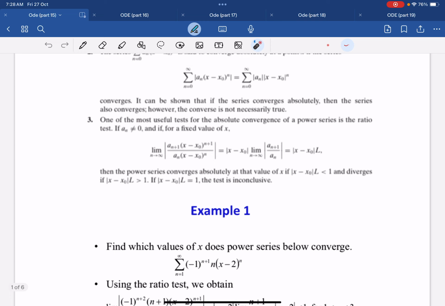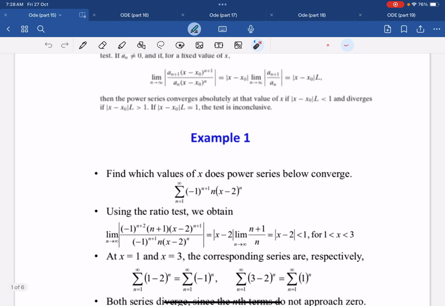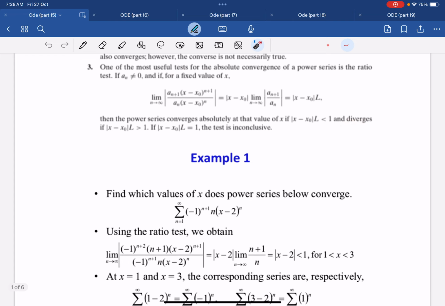And how do we test for absolute convergence? We can use the ratio test. Basically you just need to show that this limit over here exists, and not only does it exist, it must be less than 1 for it to converge absolutely. If it's greater than 1, then it diverges.